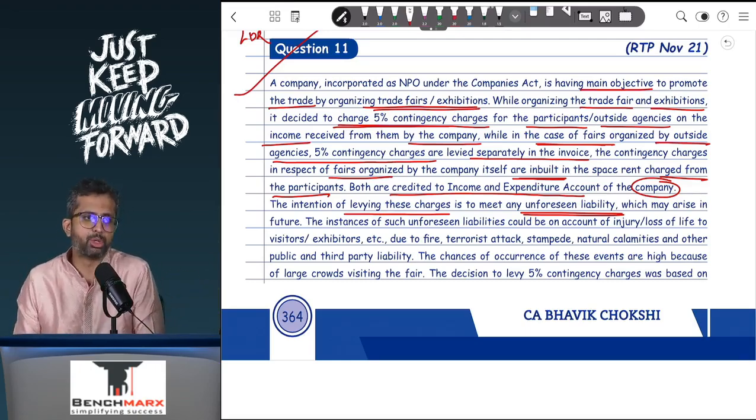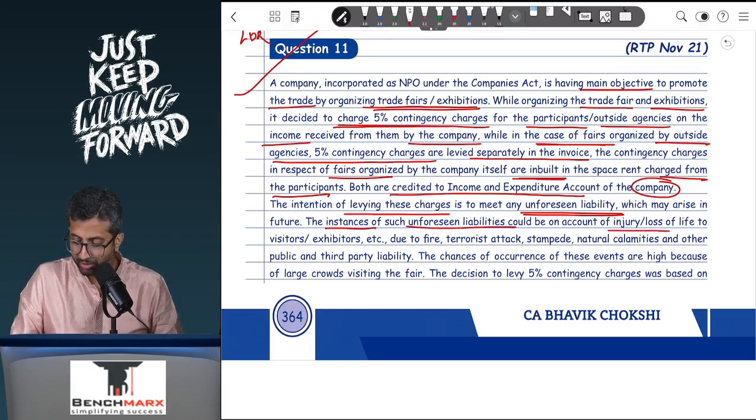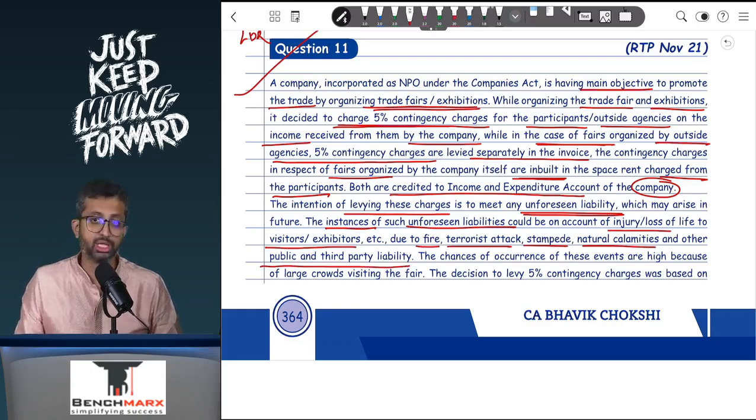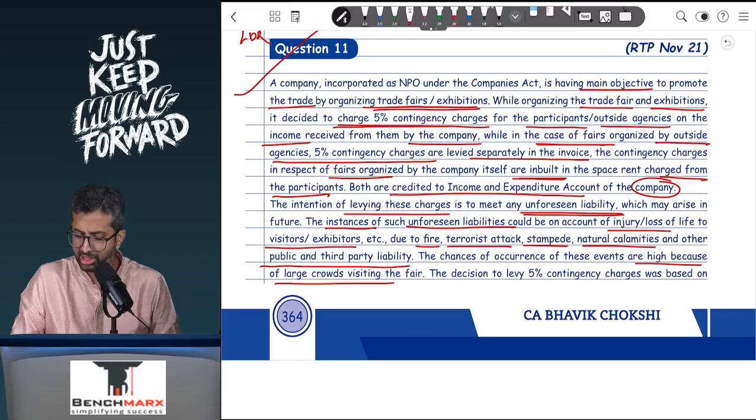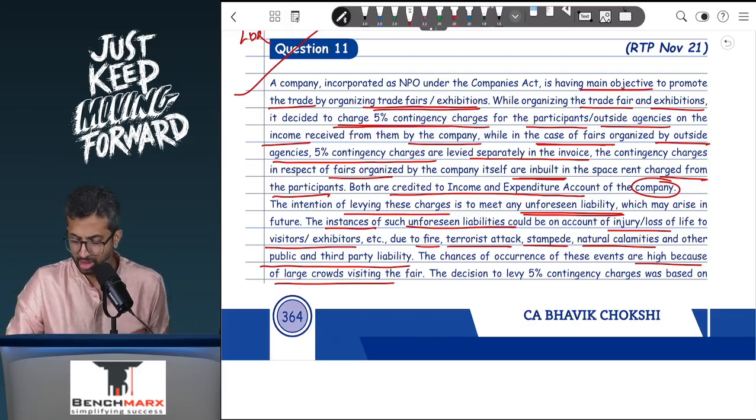If there's no stampede or natural calamity, there is no need to create a provision which may arise in the future. Now, the instances of such unforeseen liabilities could be on account of injury or loss of life to the visitors or the exhibitors due to fire, terrorist attack, stampede, natural calamities, and other public and third party liability. The chances of occurrence of these events are high because large crowds visit the fair. But have these events happened? No. And hence there is no need to create a provision, at least as per Institute Solutions.